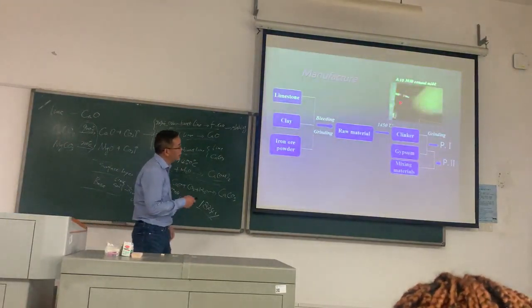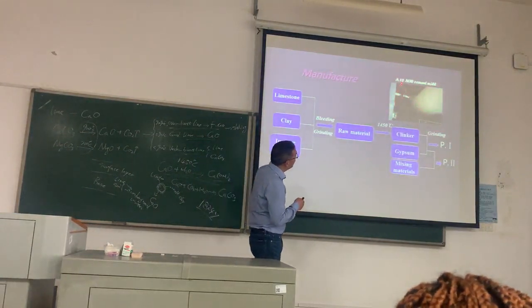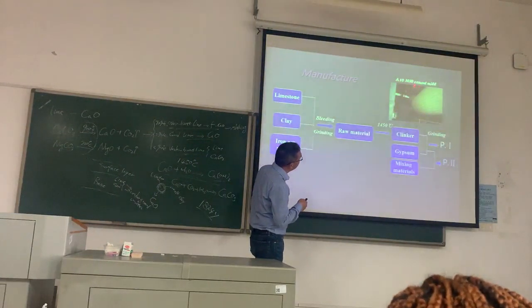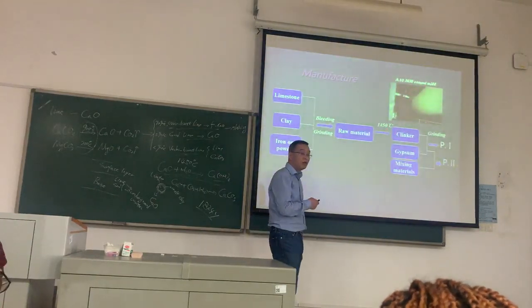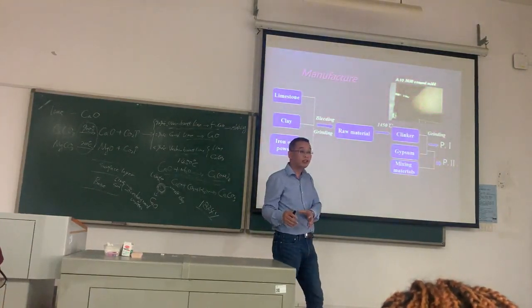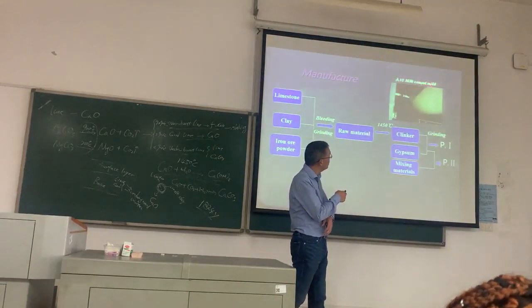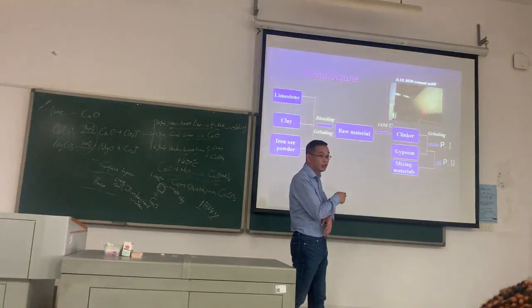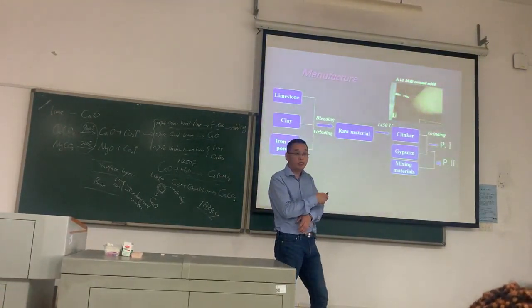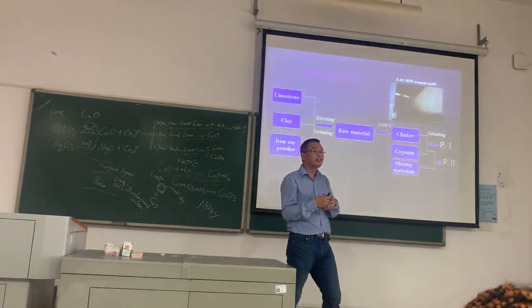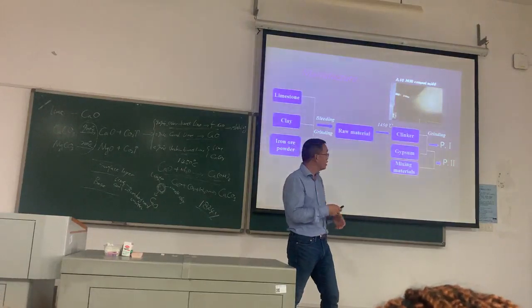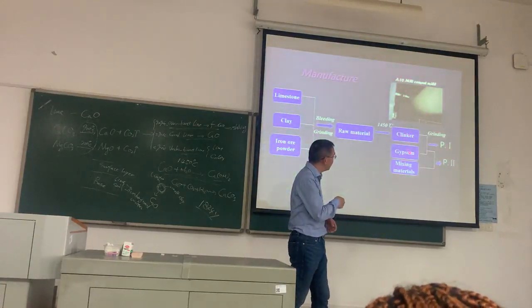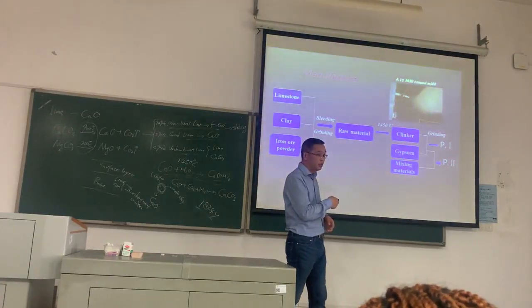So this is the key. This is a cement mill. What is the cement mill working for? This mill is working for the grinding. For the grinding of the clinker, gypsum, and raw materials.